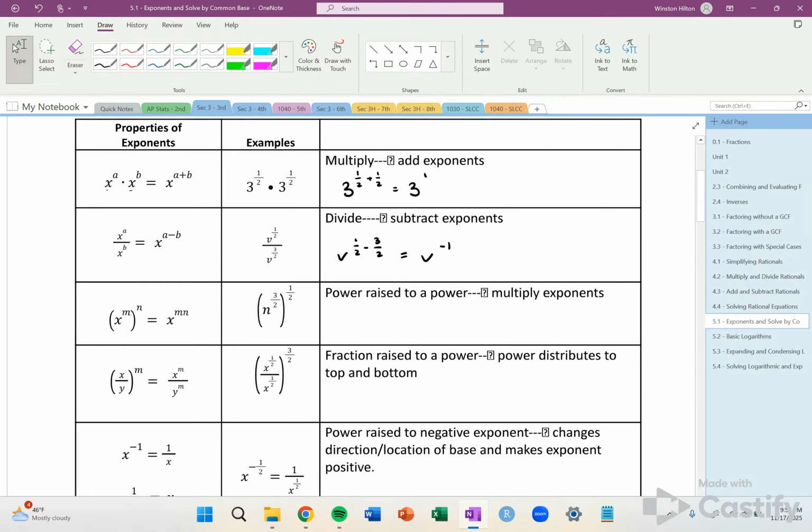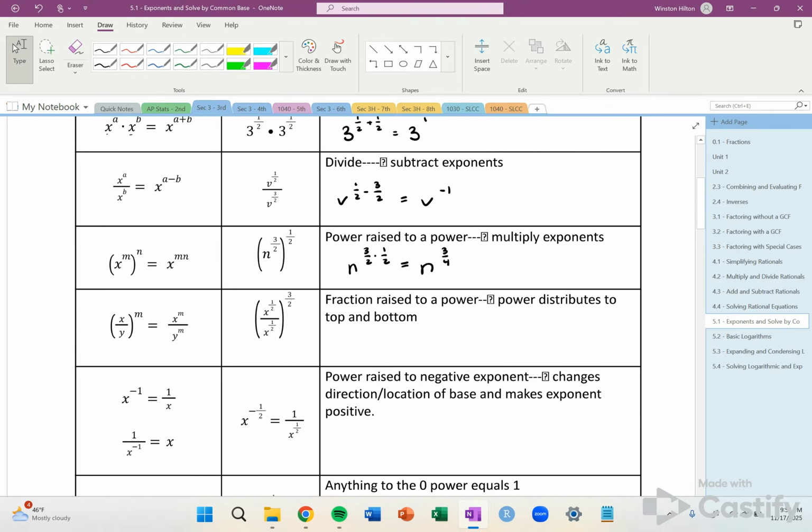If you have an exponent being raised to another power, you can multiply those two powers. So here we have n to the 3/2 raised to the power of 1/2. So we can multiply those two powers together and we get n to the power of 3/4.